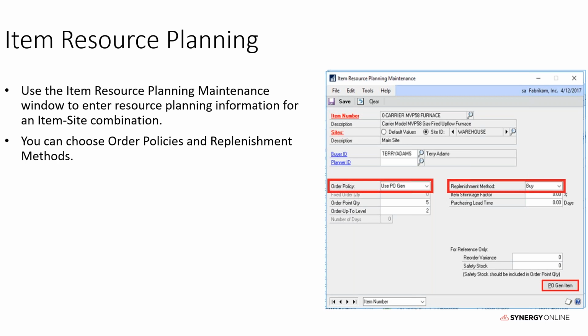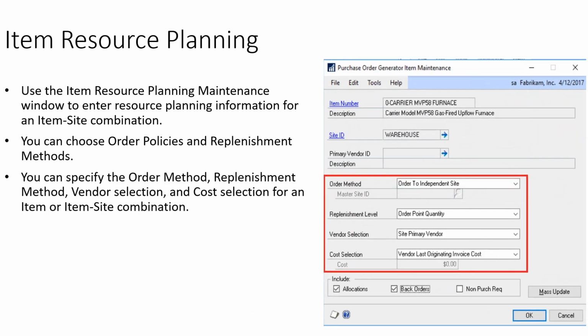So we're going to choose the order policy and the replenishment method. Typically, that's going to be we're going to buy more items to fulfill it. And these are some of the details of the PO generator. So you can select from the order method, replenishment level, vendor selection, and cost selection. And there's a whole lot of detail here, too much to go into in great depth. But suffice it to say that if we're selecting the replenishment level, those are the settings that we saw in the item vendor setup. And we could select on the replenishment level either the order point quantity, the order up to a certain level, or the vendor EOQ, which is economic order quantity.